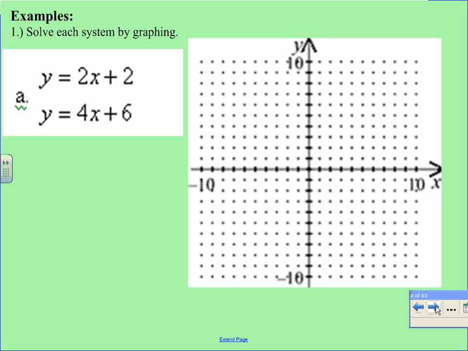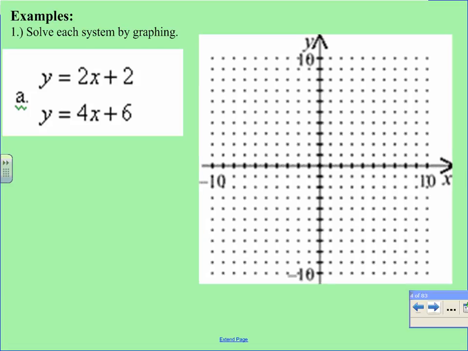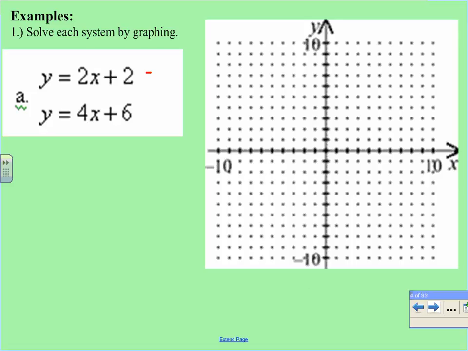So letter A, do you guys remember these? Graphing, finding the intersection point. Do you remember these at all? Okay, we did do these. Okay, so let's graph the first one. I'm going to graph the first one in red. So as a review, y equals 2x plus 2.